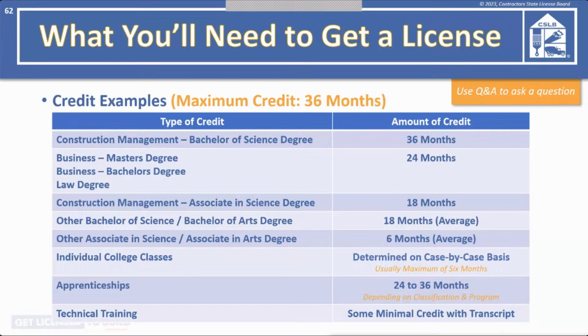Is design work as a landscape designer at a landscape architecture firm considered valid experience for a C-27 work experience? Unfortunately, no.